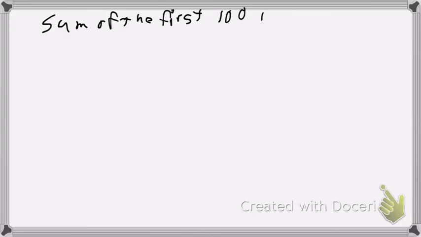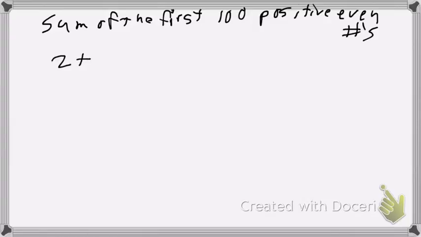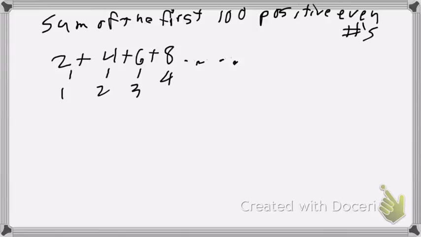So let's look at number 26. Sum of the first 100 positive even numbers. Okay, so in case you're wondering what that means, that's 2 plus 4 plus 6 plus 8. And you go all the way. Now you have to understand, though, that this is the first, second, third, and fourth even number.